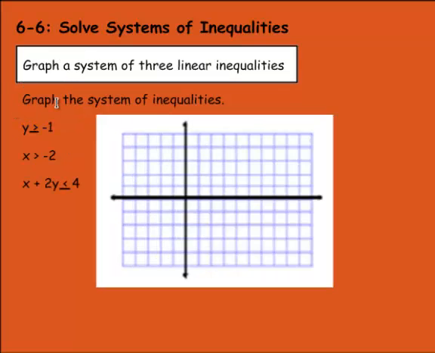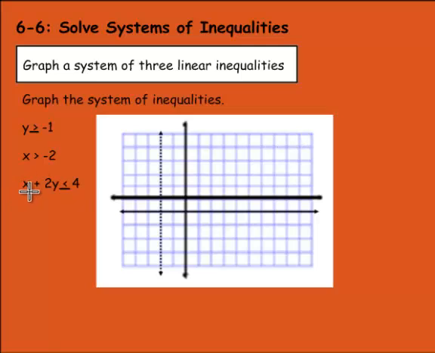Now we're going to graph the system of 3 inequalities. We have y is greater than or equal to negative 1, x is greater than negative 2, and then x plus 2y is less than or equal to 4. So if we're going to do y is greater than or equal to negative 1, here's negative 1, we draw our line, so it's going to be above that because it's greater than. We have x is greater than negative 2, so we go to x at negative 2, draw our line. X is going to be greater than that, so it's anything to this direction.